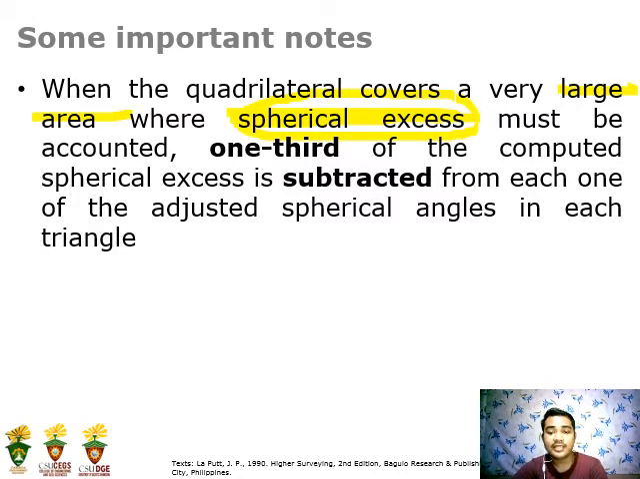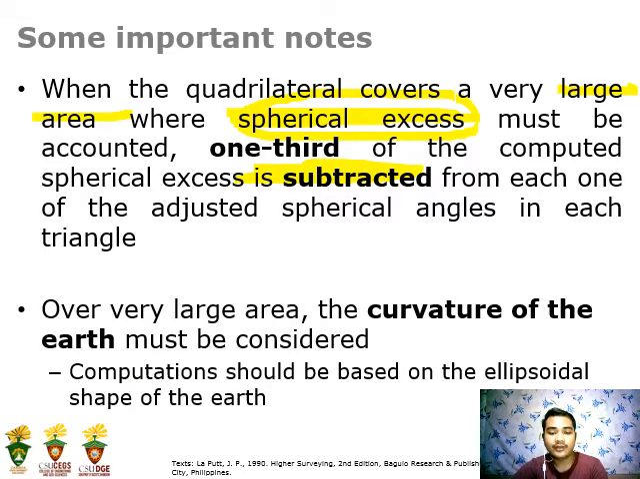So 1/3 of the computed spherical excess is subtracted, no? Always subtracted from each one of the adjusted spherical angles in each triangle. And over a very large area, no? Curvature of the earth must be considered. So kung dili pa kaayo jud ako imuhang area, kaya ni kay very large naman yun. So like for example, country to country na siya. So, naana siya curvature of the earth must be considered.